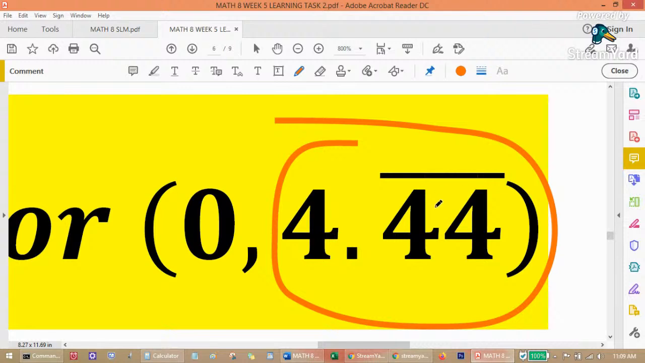Okay, para to denote that this is infinite decimal, infinite yung dulo.